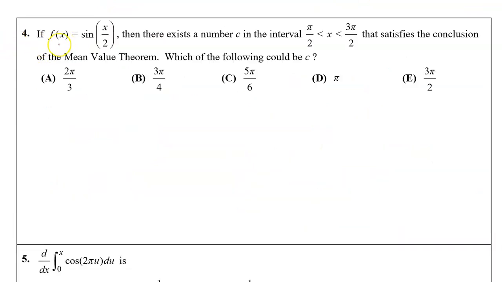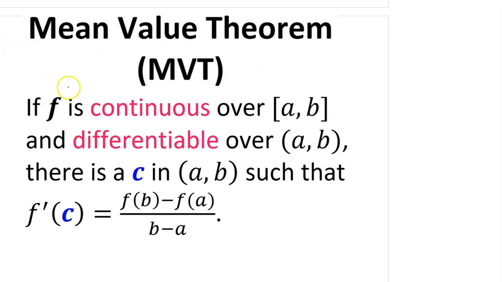Number 4. If f of x is equal to the sine of x divided by 2, then there exists a number c in the open interval from pi over 2 to 3 pi over 2 that satisfies the conclusion of the mean value theorem. Which of the following could be c? The mean value theorem says there is a number c where f prime at c is equal to the average rate of change.